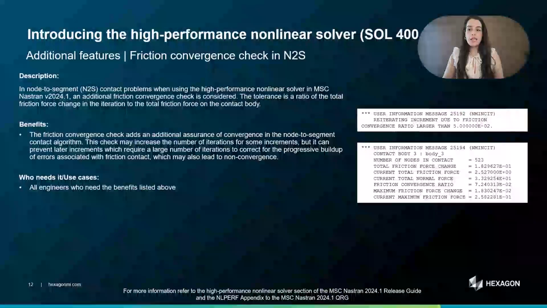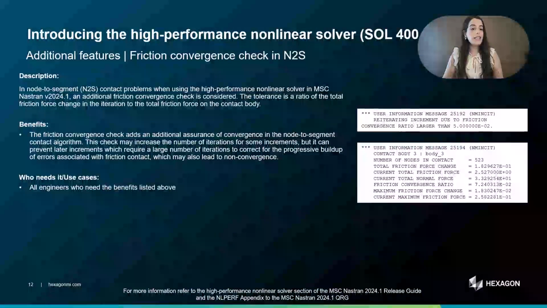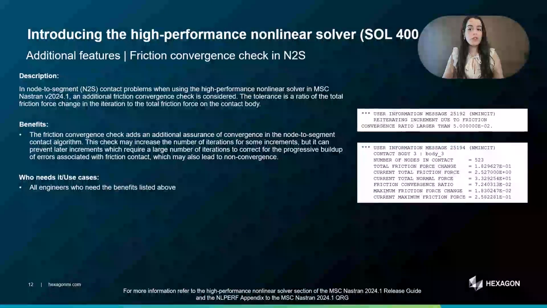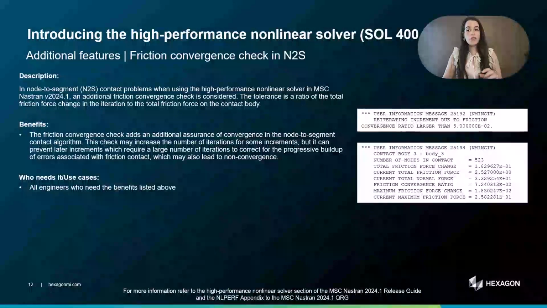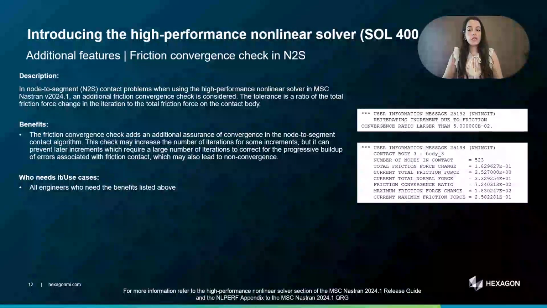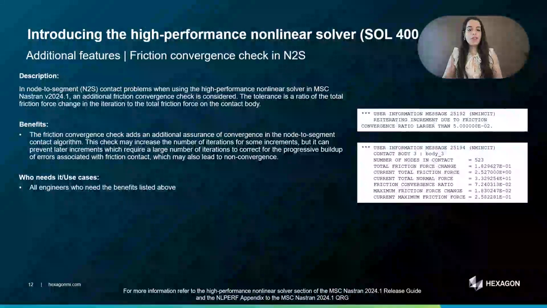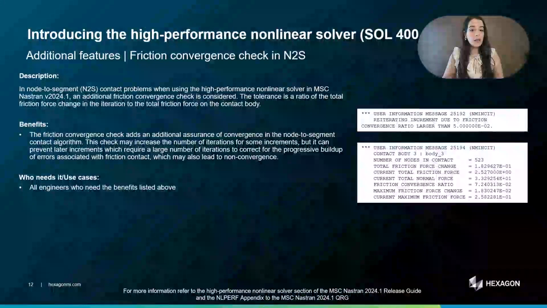In node-to-segment contact problems, using the high-performance nonlinear solver in MSC Nastran 2024.1, an additional friction convergence check is now included. This check uses the ratio of the total friction force change in the iteration to the total friction force on the contact body as its tolerance. The friction convergence check provides extra assurance of convergence in the node-to-segment contact algorithm.